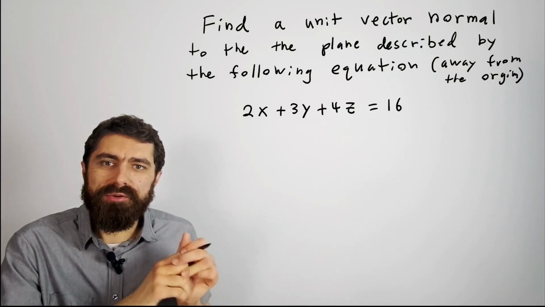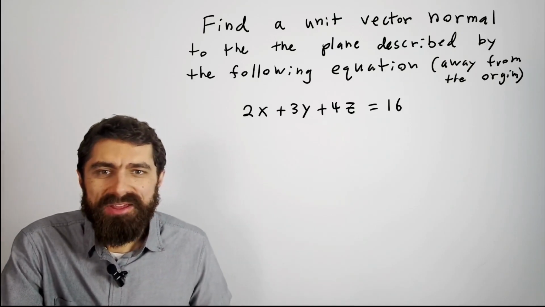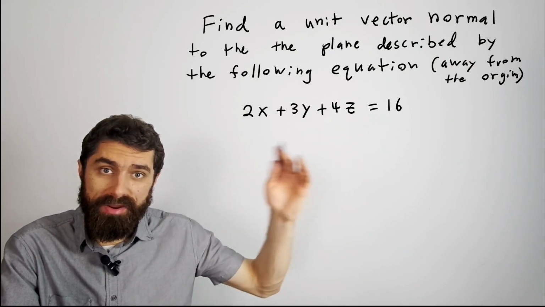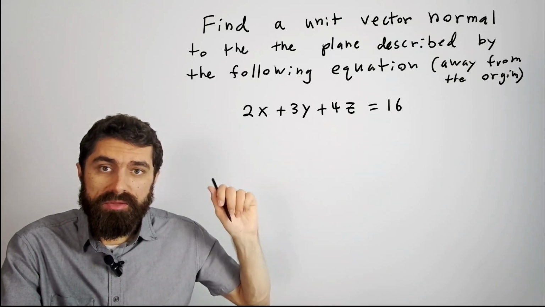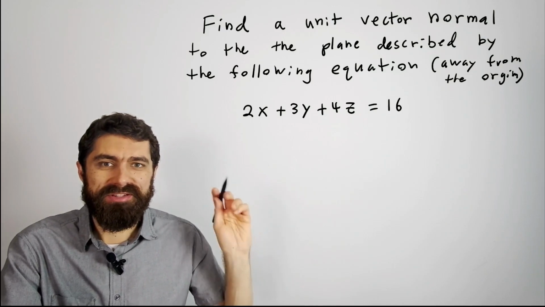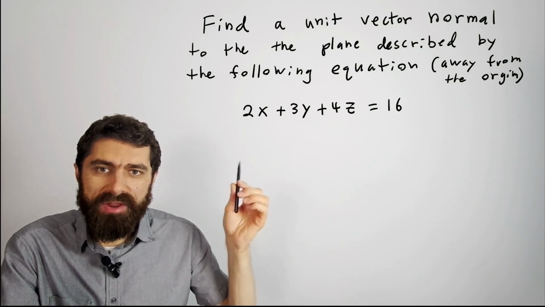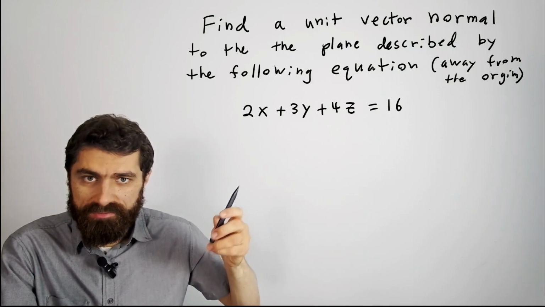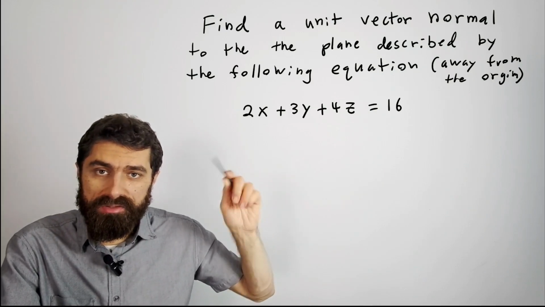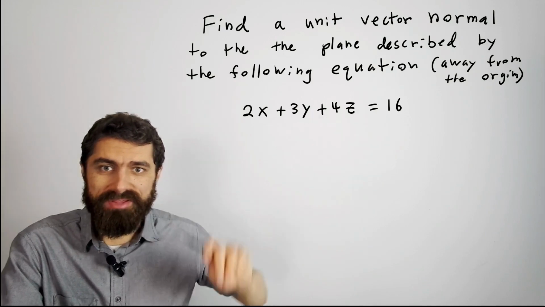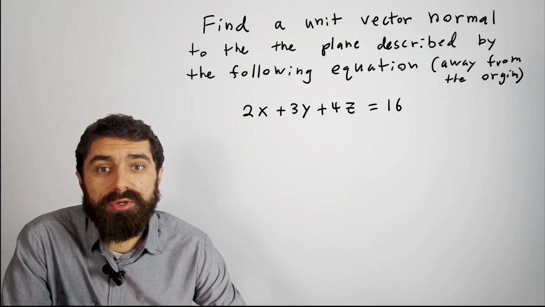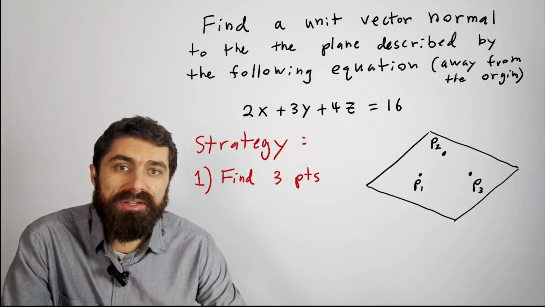Okay, on to another example problem. Suppose you have a plane that is described by this equation. The problem we're going to try to solve is find a unit normal vector, going away from the origin, from the plane described by this equation. So the general strategy that we will use for this is this.